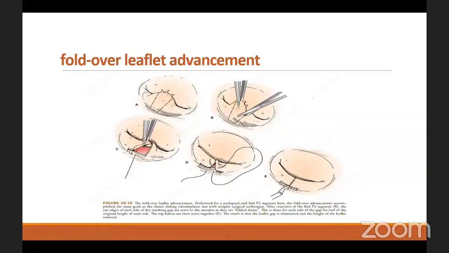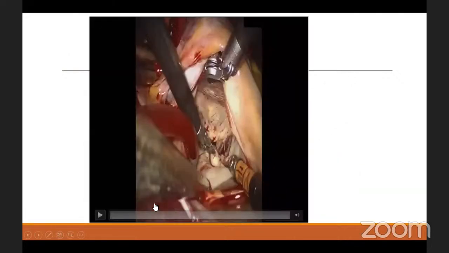So there is another technique which will give you the same result as the sliding valvuloplasty, but because detaching the leaflet from the annulus could be somewhat daunting, this technique gives you the same result without detaching the leaflet from the annulus. So this is the P2 segment. The prolapsed P2 segment we also resected, and then we just advanced the two leaflets together without detaching the leaflet from the annulus. Okay, this is the intro.